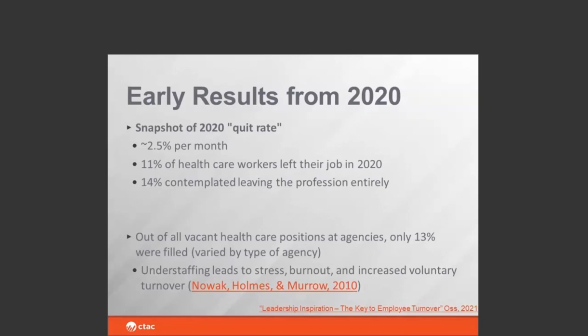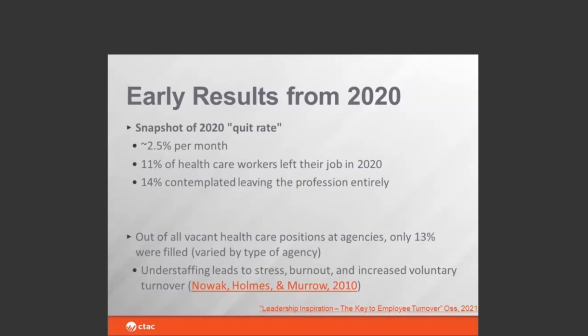11% of healthcare workers left their jobs in 2020 in general, and 14% contemplated leaving the profession entirely. So almost, not quite, 1 in 6. Similarly, out of all the vacant healthcare positions at agencies, and again, y'all have already noted this, only 13% were filled throughout the pandemic. So we're also seeing high understaffing rates. And we're going to discuss this more in next sessions, but understaffing obviously leads to stress, leads to burnout, leads to increased voluntary turnover.